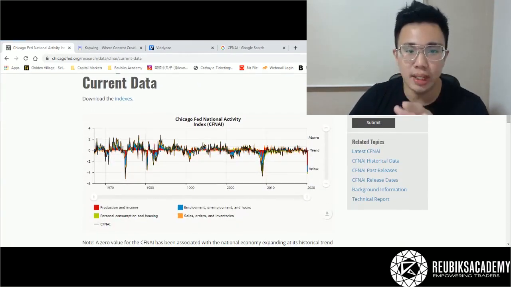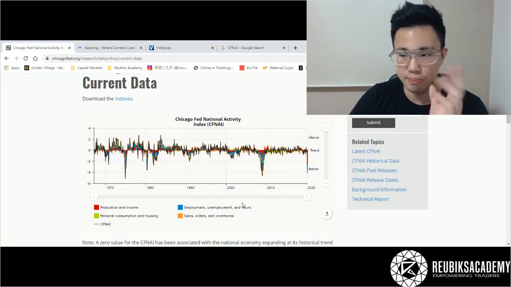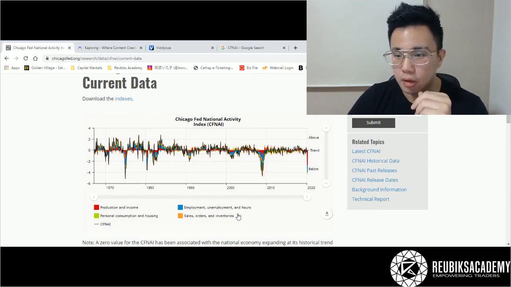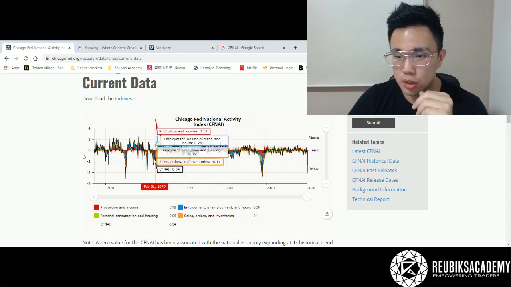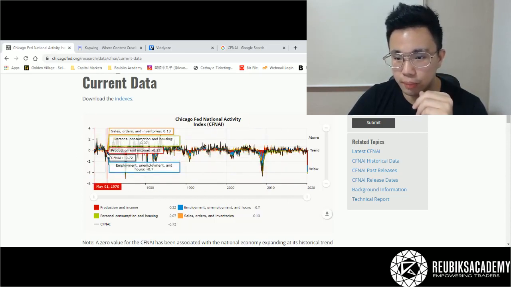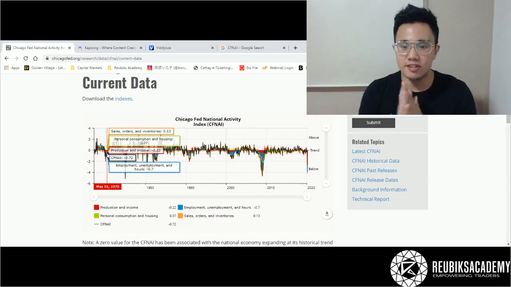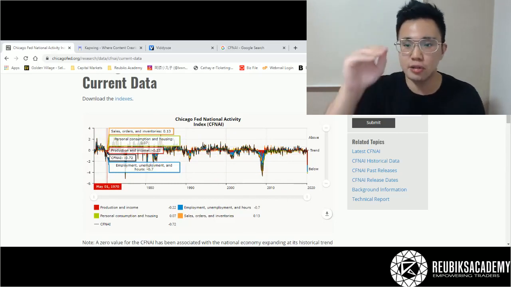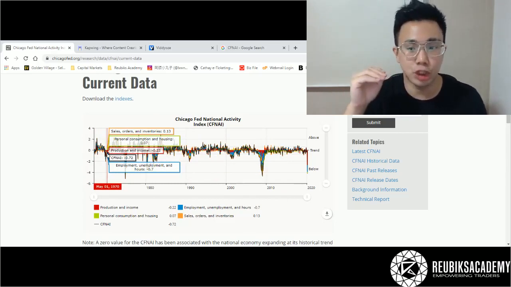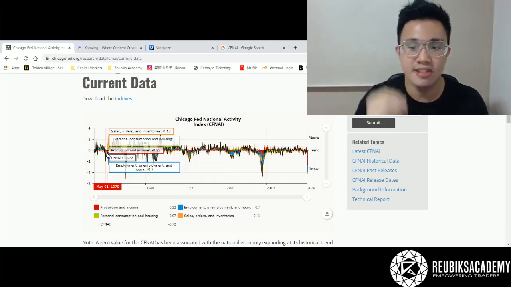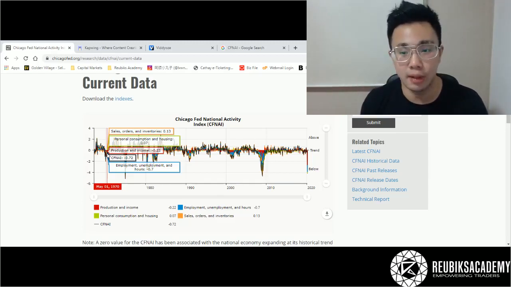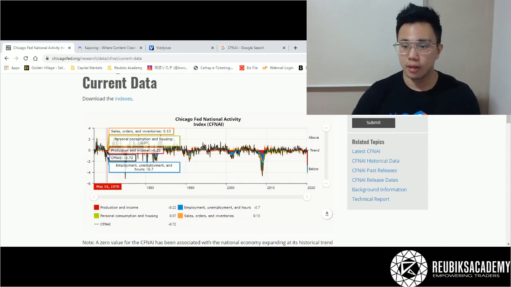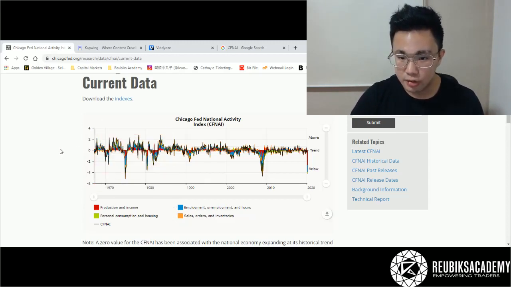Now, how do you interpret this data? Very simple. So what you want to do first is just do a brief scroll through. All right. So let's stop here. You can see that there are 5 colors there: sales, orders, personal consumption, production and income, CFNAI, employment, unemployment, and all that. Okay. So now, you see here, this is the zero line.